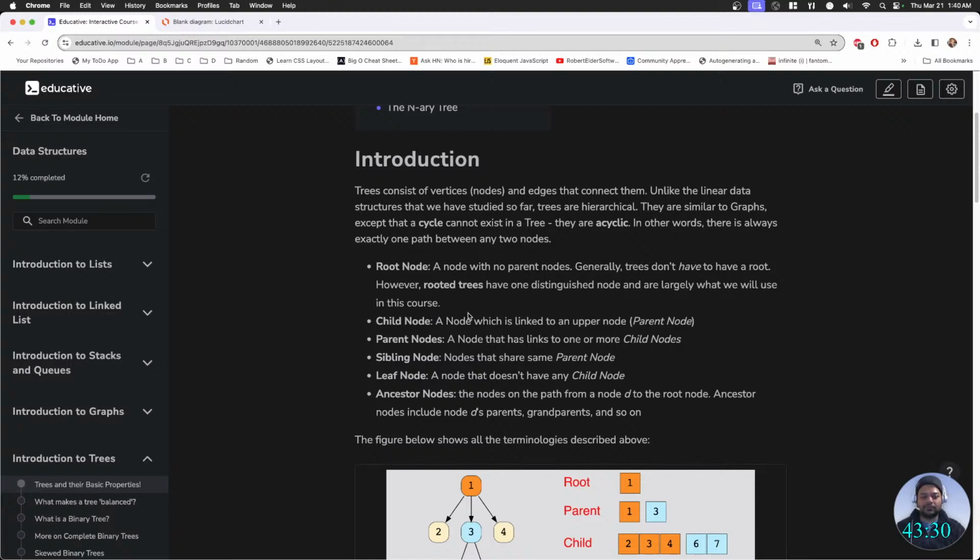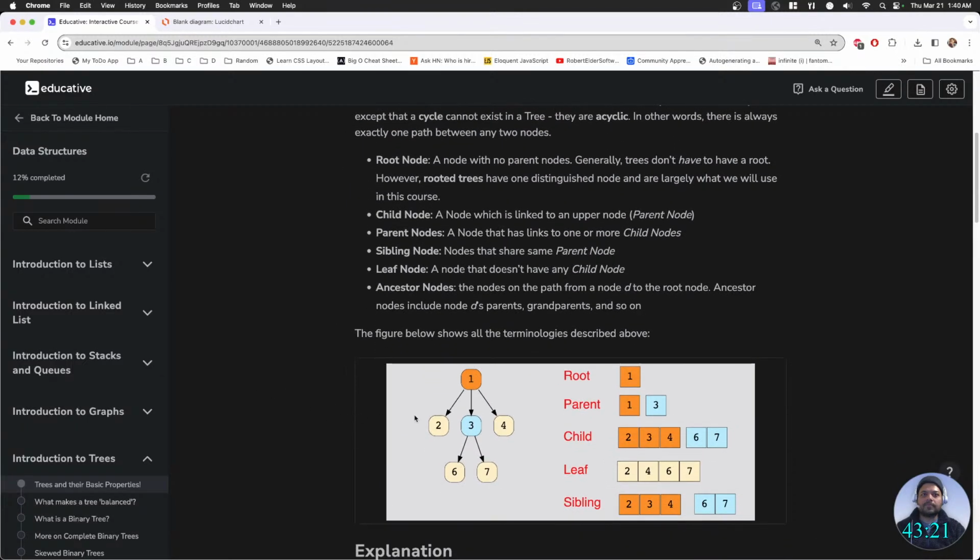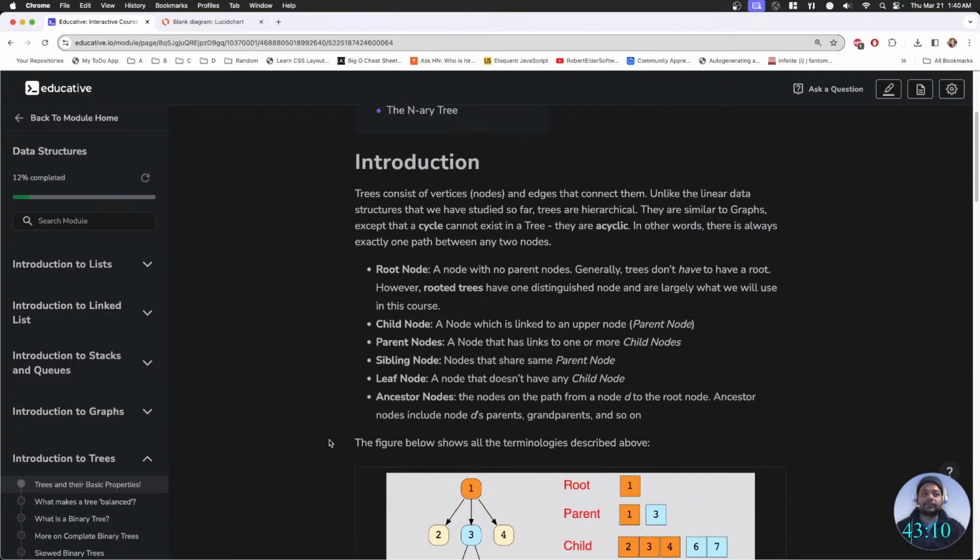So let's go. Introduction. Clock is ticking. Trees consist of vertices and edges that connect them. Yep, we saw that in the last one. So that one is a node, and if this is a linked list implementation of a tree. Oh wait, no, that was graphs.